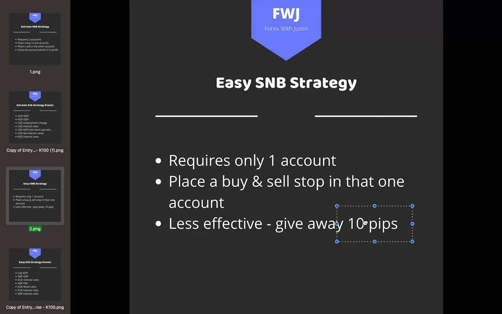So giving away 10 pips makes the extreme more effective, because if, for example, you're trading with one lot, you'll be gaining, or losing if you're in a losing trade, at a rate of $10 per pip. Now, if it's 10 pips, that's $100 you've missed out on, and so on. So yeah, this is what makes it less effective as compared to the extreme.